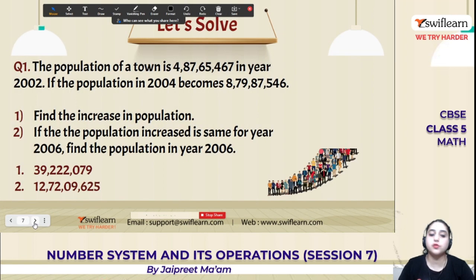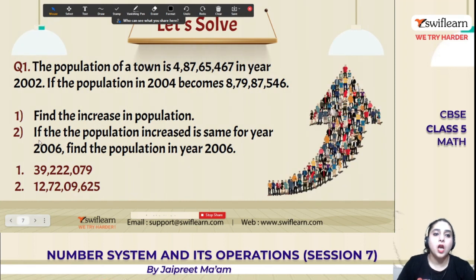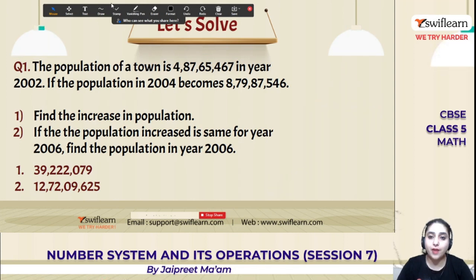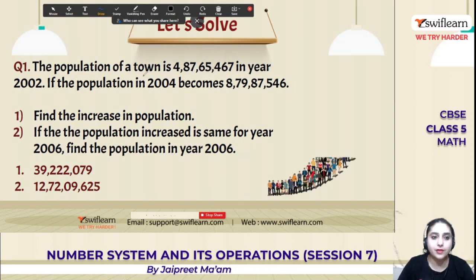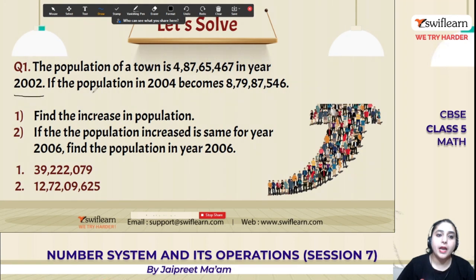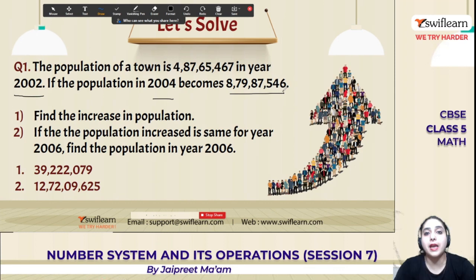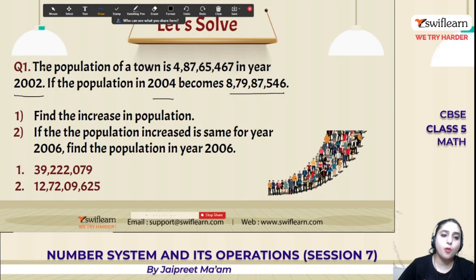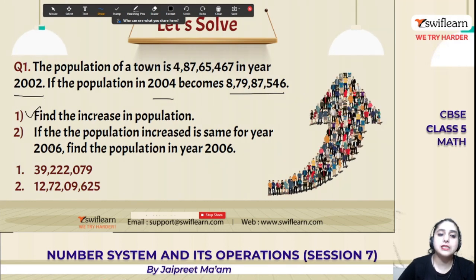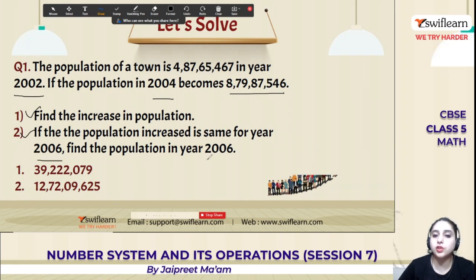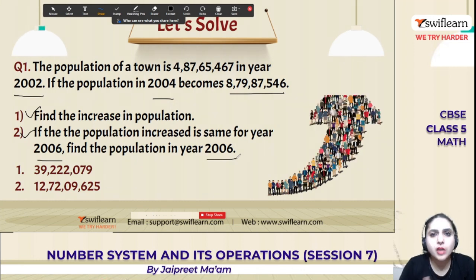Okay, so let's do a word problem. We also discussed word problems in our previous class. So the population of a town is 4,87,65,467 in the year 2002. If the population in 2004 becomes 8,79,87,546, find the increase in population, that is the first part, and the second part is if the population increase is the same for the year 2006, find the population in the year 2006. So what did you understand?